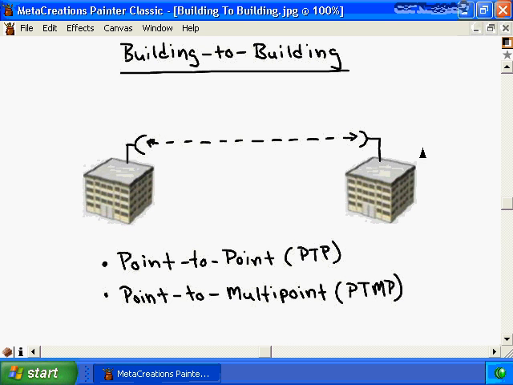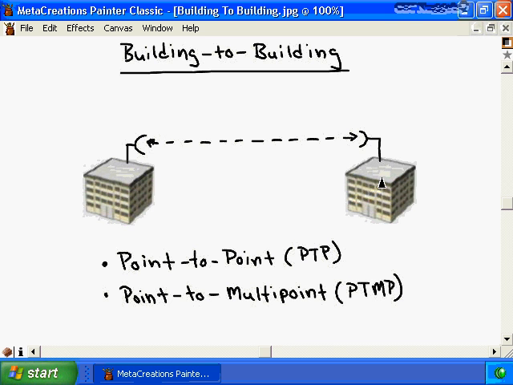Wired connectivity can be established between these two buildings by either running cables underground from one building to another, or by renting very expensive leased lines from the local telephone company. Both these solutions are very expensive and very time-consuming. So in this example, instead of using a wired method for establishing network connectivity between the two buildings, we're using a wireless method.